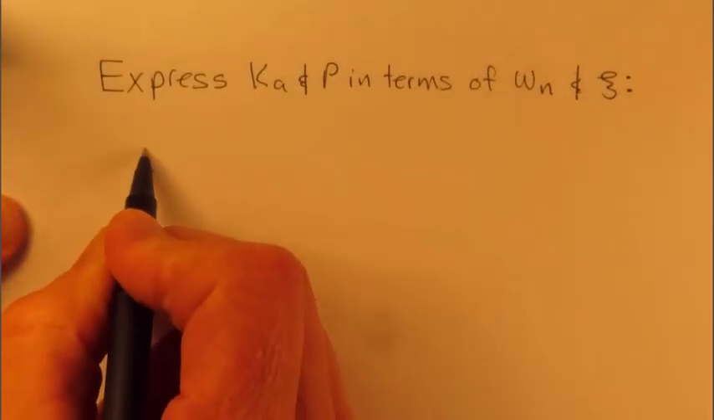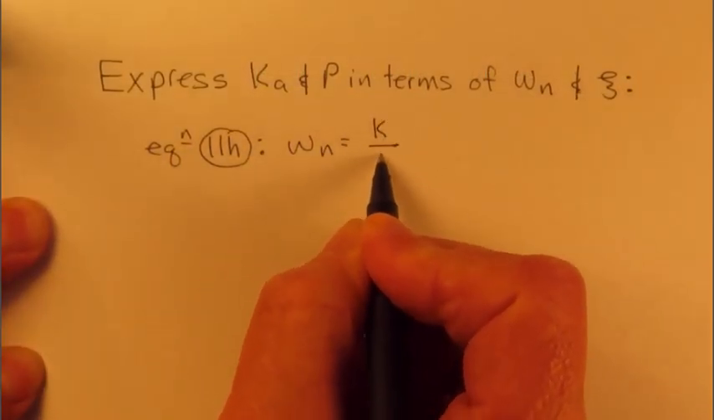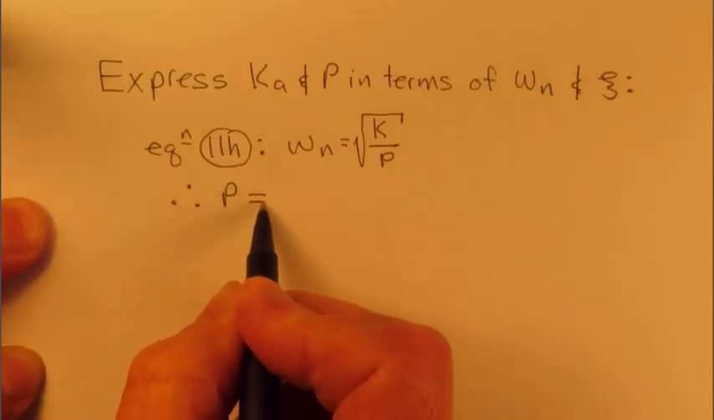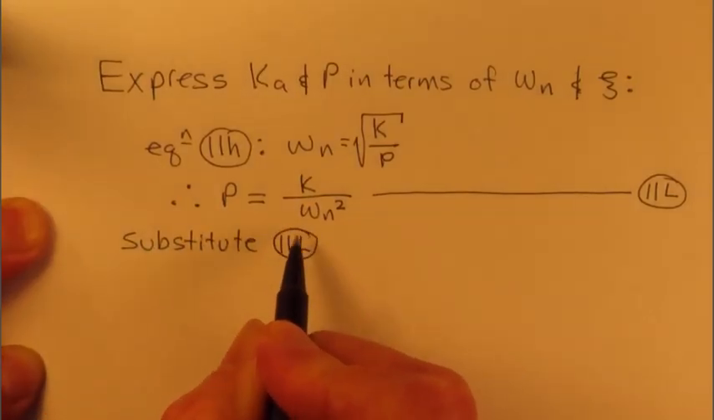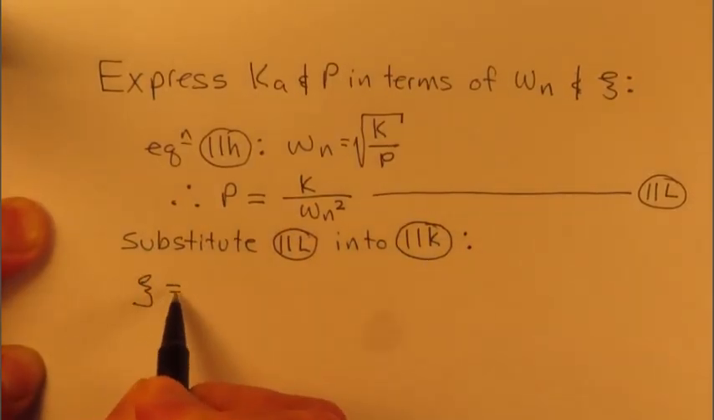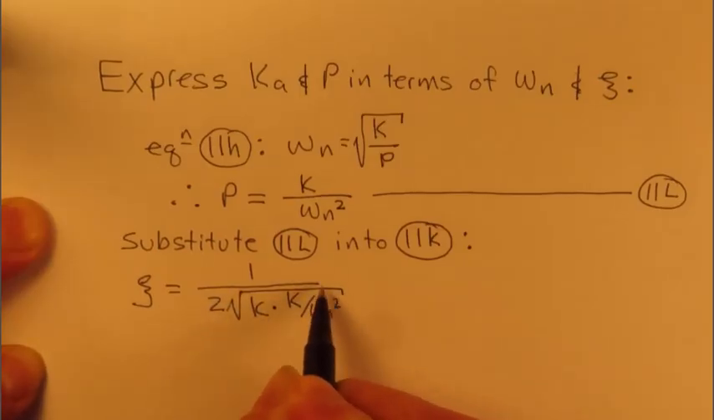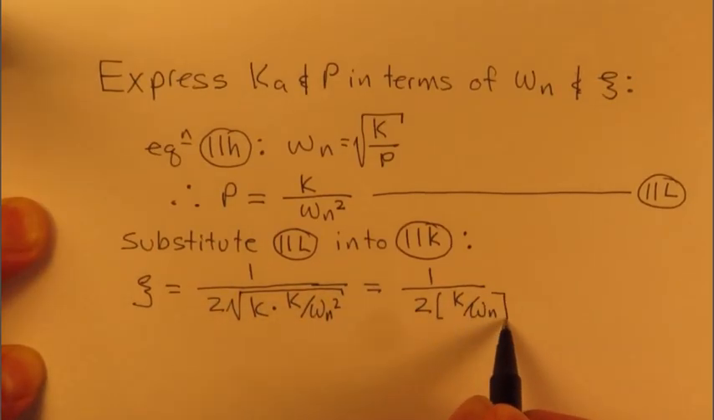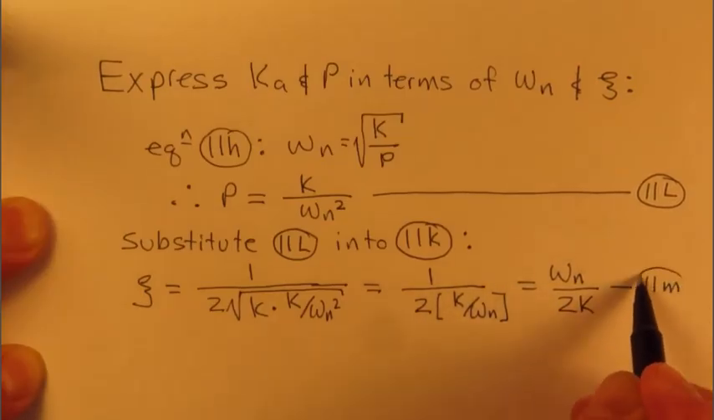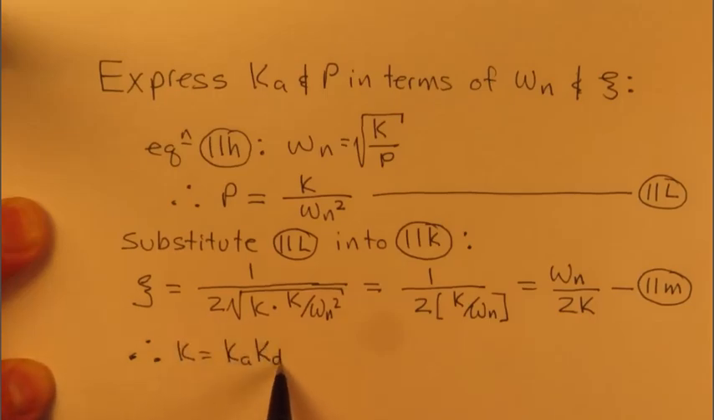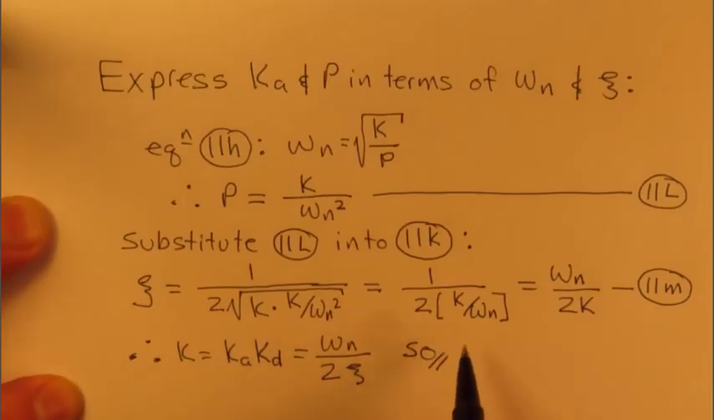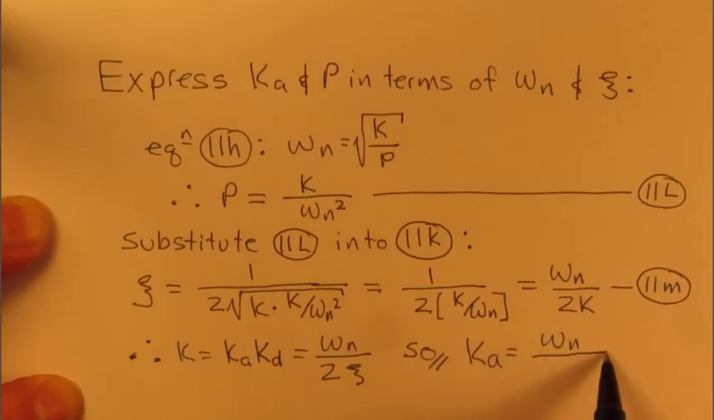It's pretty simple. Okay, so we start with equation 11h. Isolate P, so that's equation 11L. Substitute 11L into 11K, that's equation 11M. Now isolate K, which is really the product of the loop gain Ka and the discriminator slope Kd, as I said before. Now we have an expression for Ka in terms of natural frequency and damping ratio, and that's equation 11n.